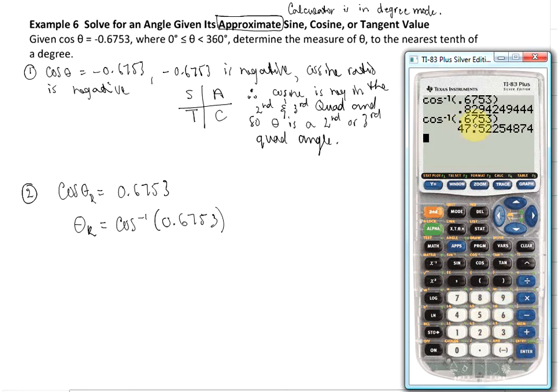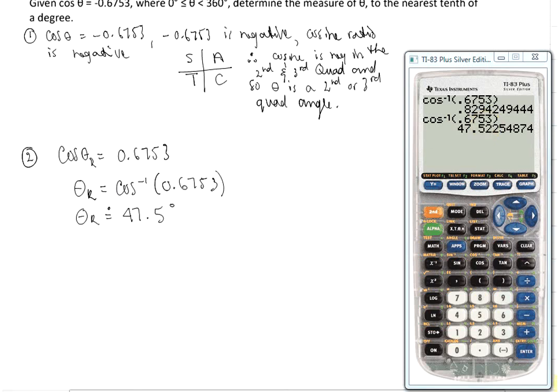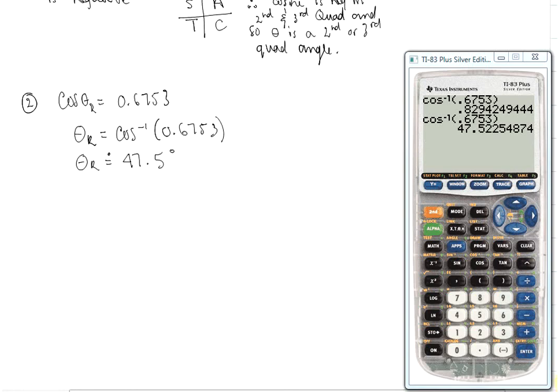That's better because this looks like an angle measurement, whereas the other one looked kind of too small. So that means that our reference angle to the nearest tenth of a degree is 47.5 degrees. And this is approximate, because we had to round that off, so it's not exact. Now we want to draw our reference angles in the second and the third quadrant, because that's where our angles can be.